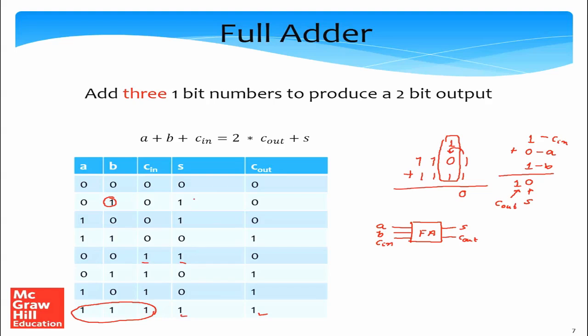So what we can see is that the sum is 1 if and only if, out of A, B, and carry in, an odd number of them are equal to 1. Right? So in this case, B is 1, the rest are 0. In this case, A is 1, the rest are 0. In this case, C in is 1, the rest are 0. Or all 3 of them are equal to 1.